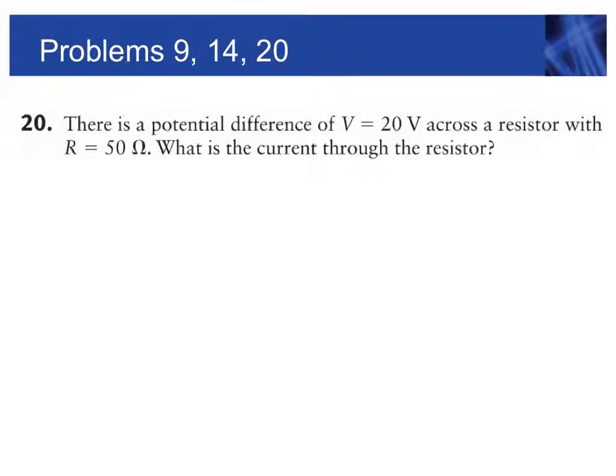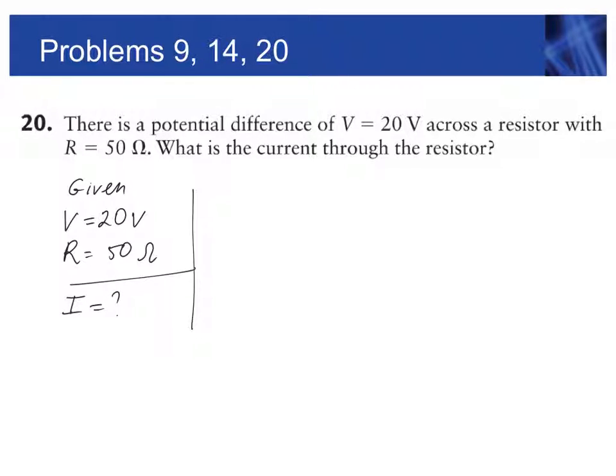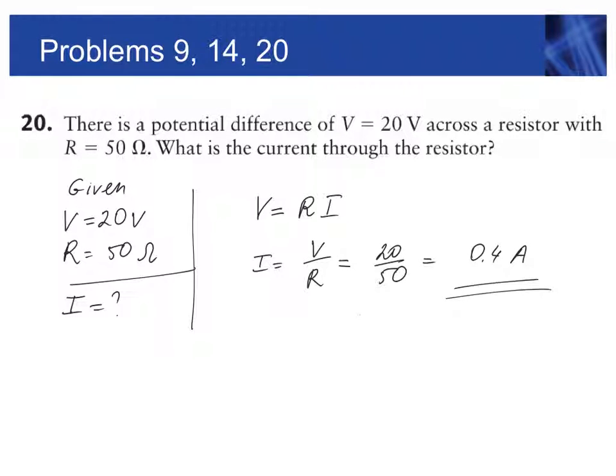Problem 20. There is a potential difference of 20 volts. So given potential difference 20 volts across a resistor with resistance 50 ohms. What is the current through the resistance? Current question mark. So the form of Ohm's law I usually remember is voltage is equal to resistance times current. So current is equal to voltage divided by resistance. Plugging in values, 20 divided by 50 is equal to 0.4 amperes. So the answer is 0.4 amperes.